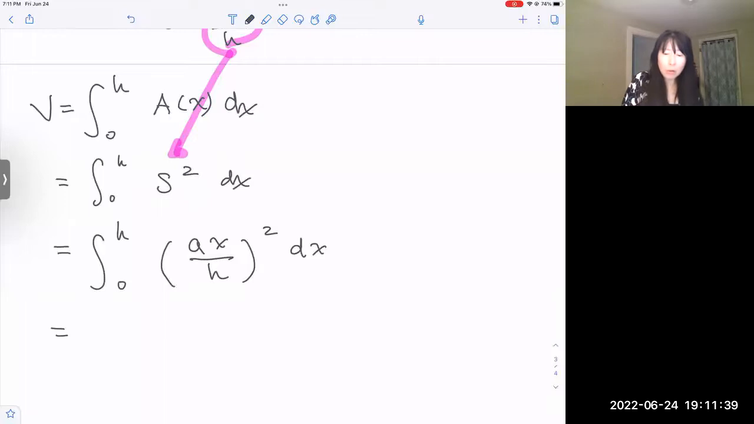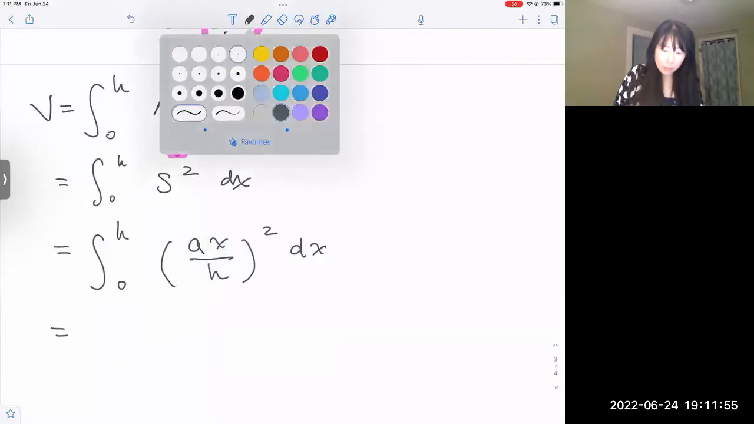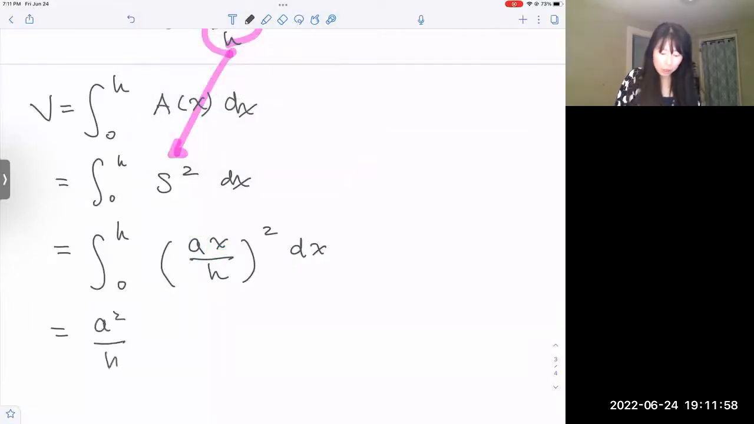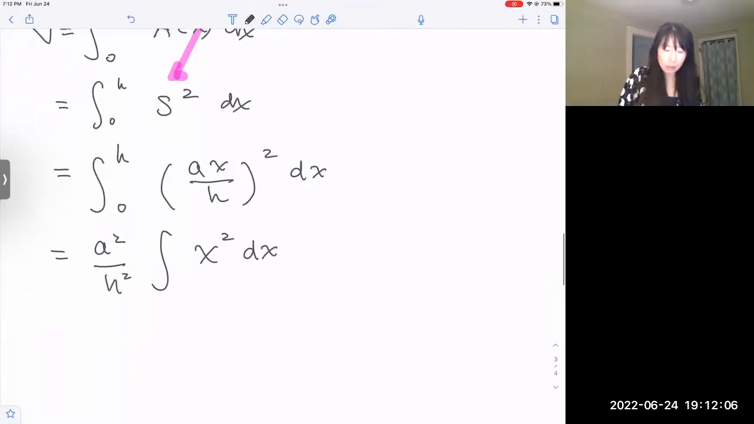Now, we want the antiderivative with respect to x, right? So x is the variable, then a and h are numbers, so we take them out of the integration symbol, right? So we have a squared over h squared, then we have x squared dx from 0 to h. Antiderivative of x squared, what do you get? x to the third divided by 3. Good.